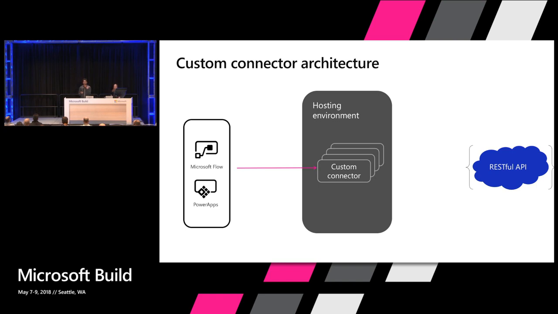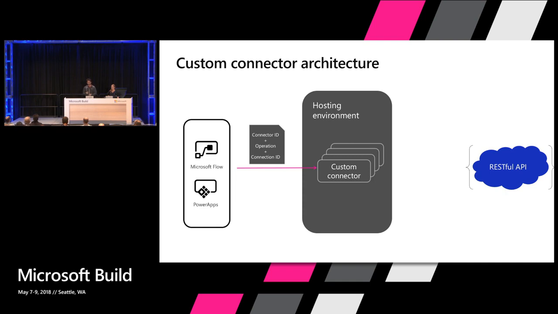So the connector name. You need to know the operation that you want to run. For example, in Tessa's case, it was the GitHub connector, and she was using the create bug operation. And finally, you need a connection ID. The connection ID is actually a reference to the credentials that are going to be used to perform that operation. But this is what Flow and PowerApps see.